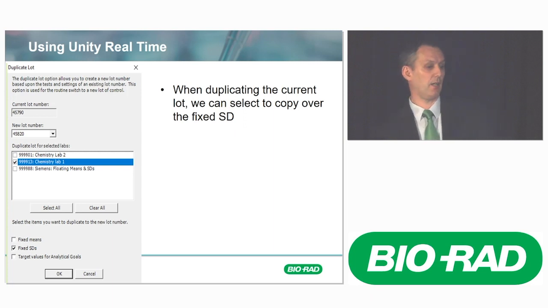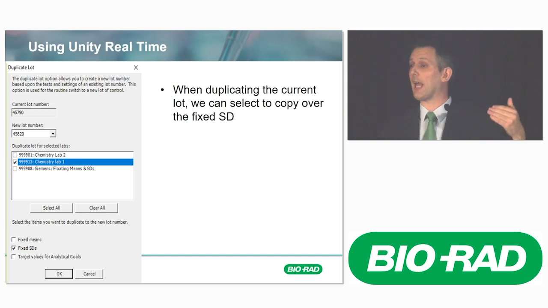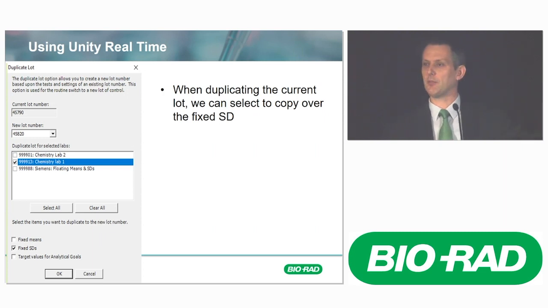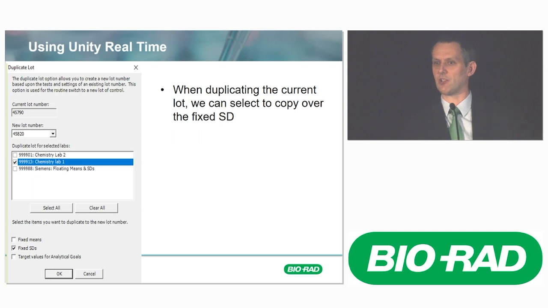So as a last part, I just wanted to show you quickly how you could use a data management software for this. And this is a screenshot of Unity Real-Time. And this screen is the duplicate lot screen. So if you have a lot that exists, you would just say to your software, I'm going to make a new lot. You pick the lot number you want to use. You pick the labs or instruments that you want to copy all these lot numbers to. And then see in the bottom that there's a little checkbox where you can say, copy over my fixed SD. So like we said, we can use the old standard deviation. Well, the software is automatically going to copy that over and make that available in your new lot.